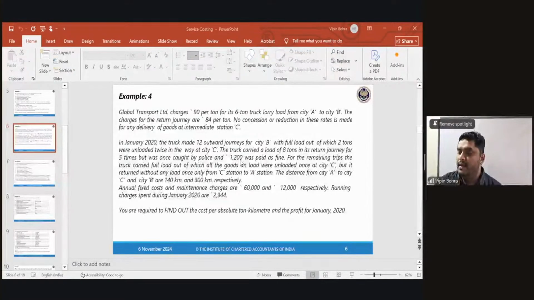Annual fixed and maintenance charges are 60,000 and 12,000 respectively. Running charges spent during the month of January are 2944. You are required to find out the cost per absolute ton kilometer and profit for January 2020.